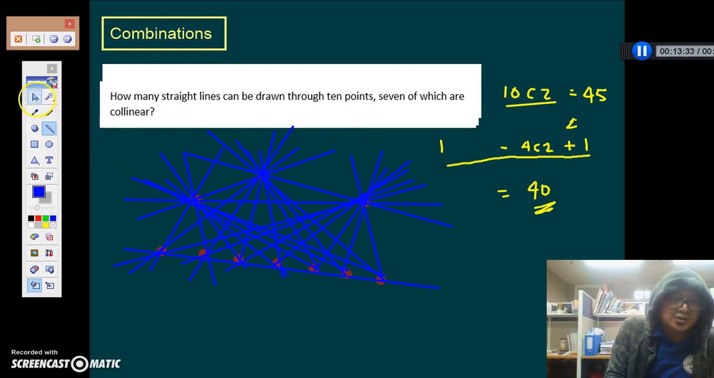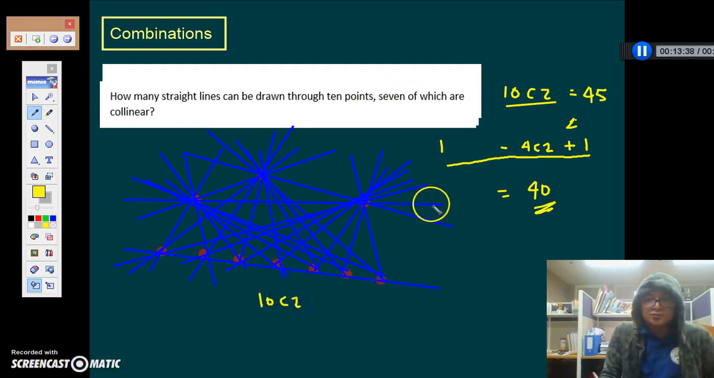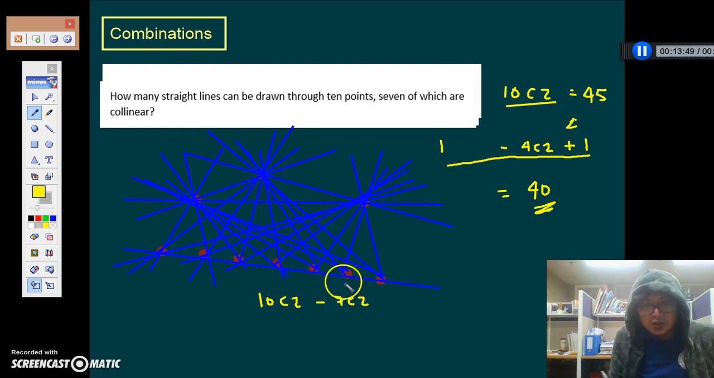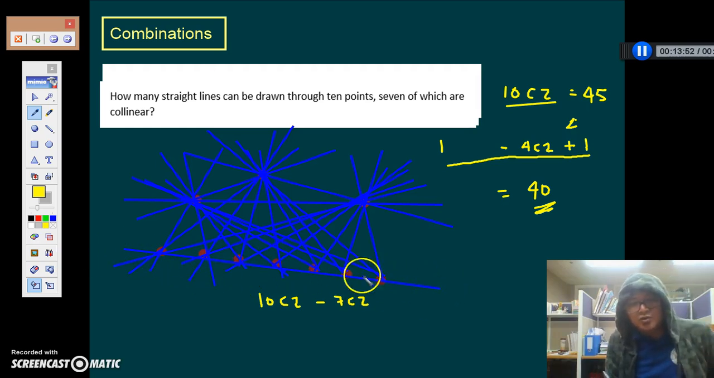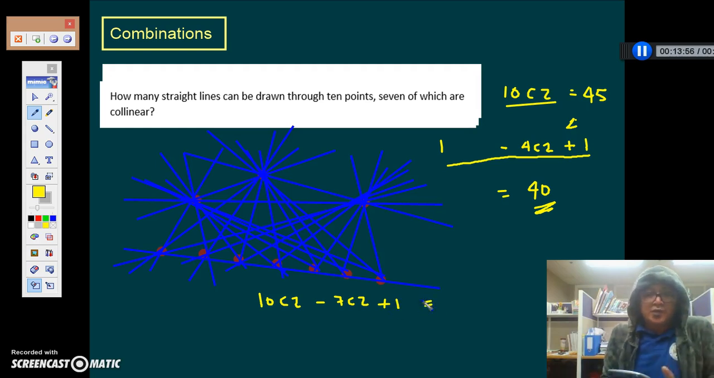Now, let's see what we did earlier. We should subtract something from 10C2. There are 10 points, but there are 7 points which are collinear. So let's subtract all the lines that can be drawn from those 7 if they are not collinear. But remember, we are deleting all the lines we can get, and we know it should be counted as 1. So we add 1. So let's see. That will be 10C2 minus 7C2 plus 1. And of course, we verify that the answer is 25.